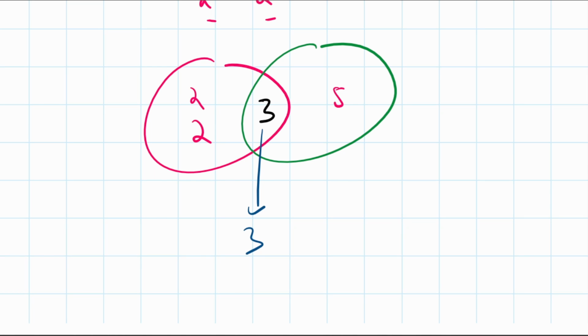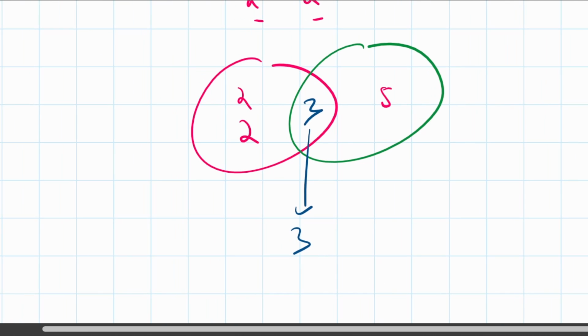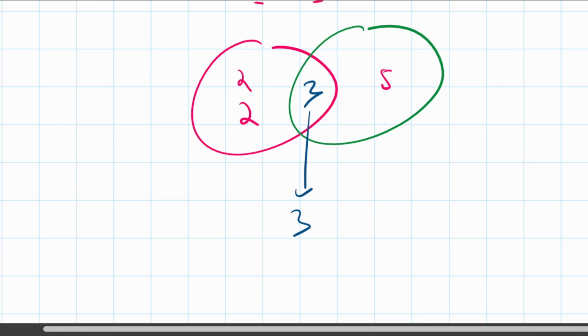If, for example, in the middle we had two different numbers, let's say 2 and 6, then our highest common factor would be 2 times 6, which is equal to 12. Okay, in this case it's just 3, so we say 3. So nice and easy for highest common factor, a little bit simpler than lowest common multiple. But let's have a go with a few questions now, practicing on both of those.